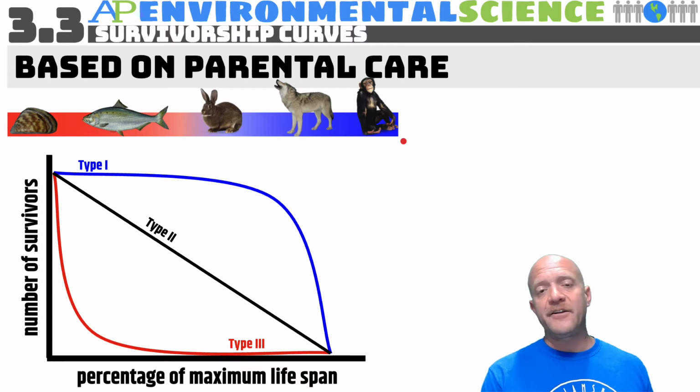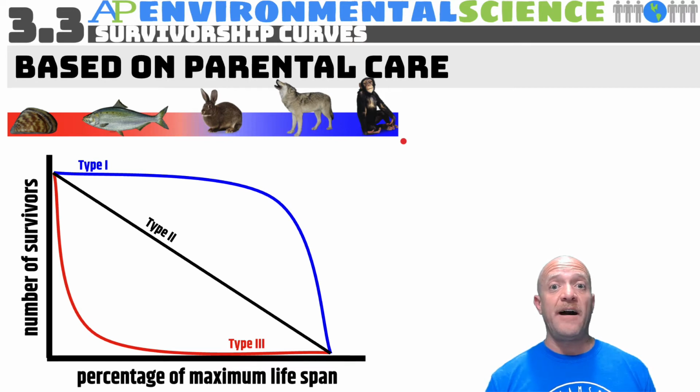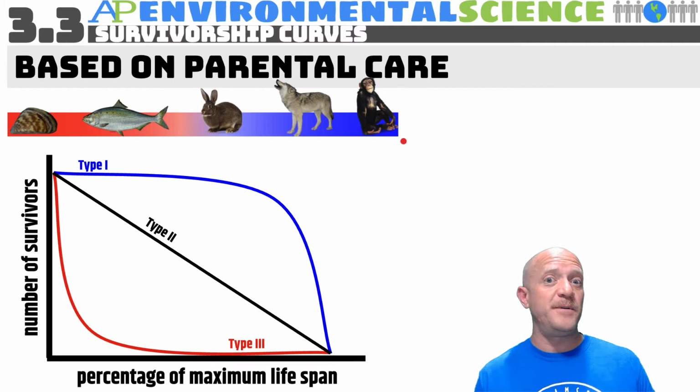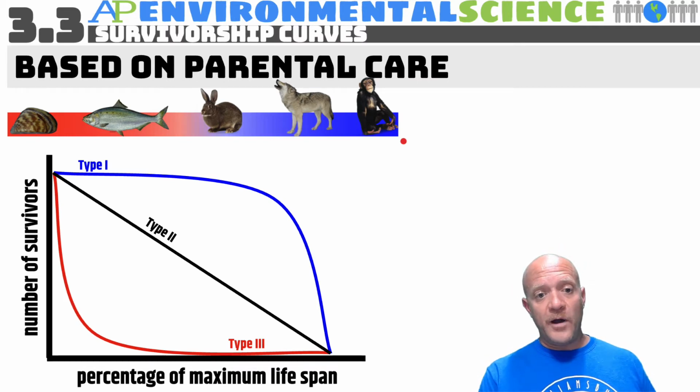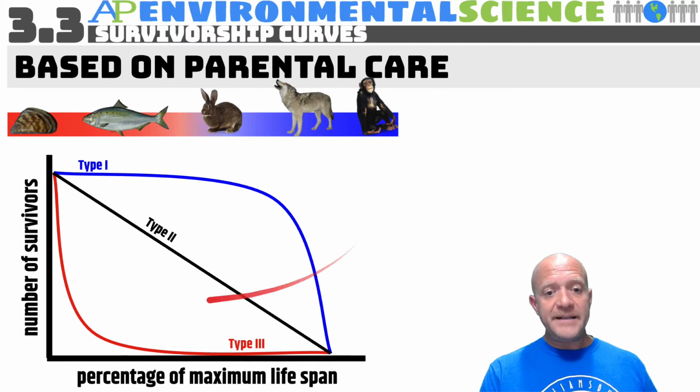Well, organisms that are K strategists basically take care of their offspring and prevent their offspring from being eaten. They care for their offspring, so their offspring have a really good chance of surviving to adulthood. Also, since K strategists have very few offspring, they want to make sure that the very few offspring they have are surviving until adulthood. So the type 1 survivorship curve basically means this is the percentage of maximum lifespan.